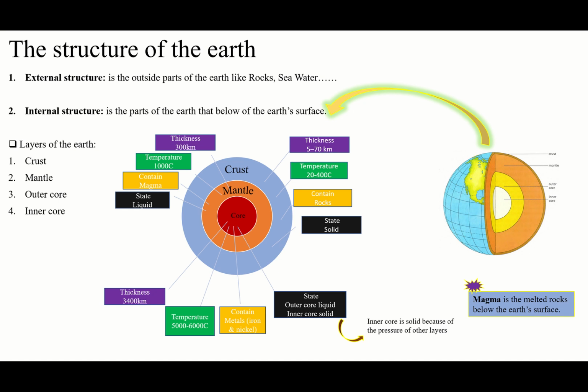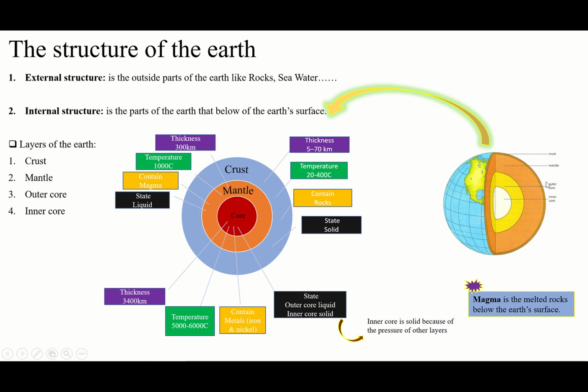So one more time, I'm going to explain it and done. For the structure of the earth, we have 2 main structures, external and internal. External is the outside part of the earth, like rocks, seawater, ocean, river, anything else outside. Whatever is on the surface, outside of the surface, this is external structure. And internal structure is the parts of the earth that are below the earth's surface. Whatever is below the earth's surface, we call this internal structure.